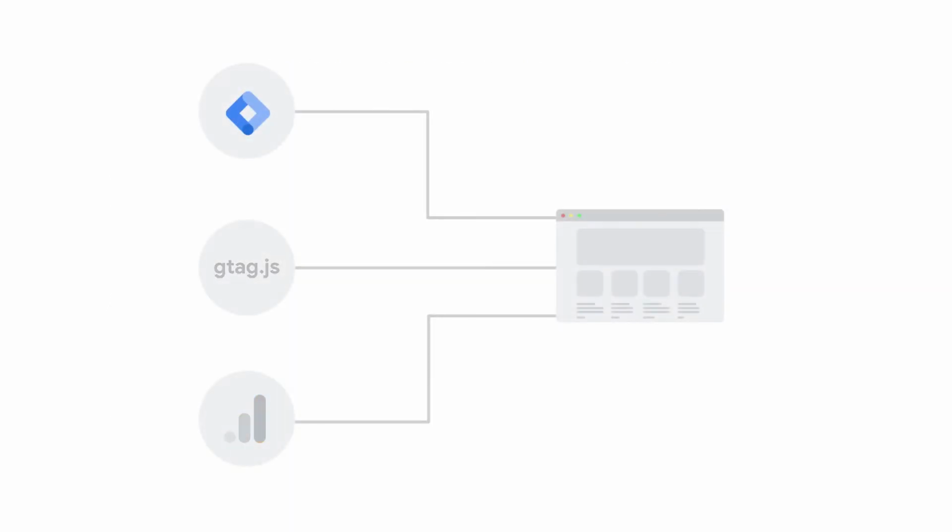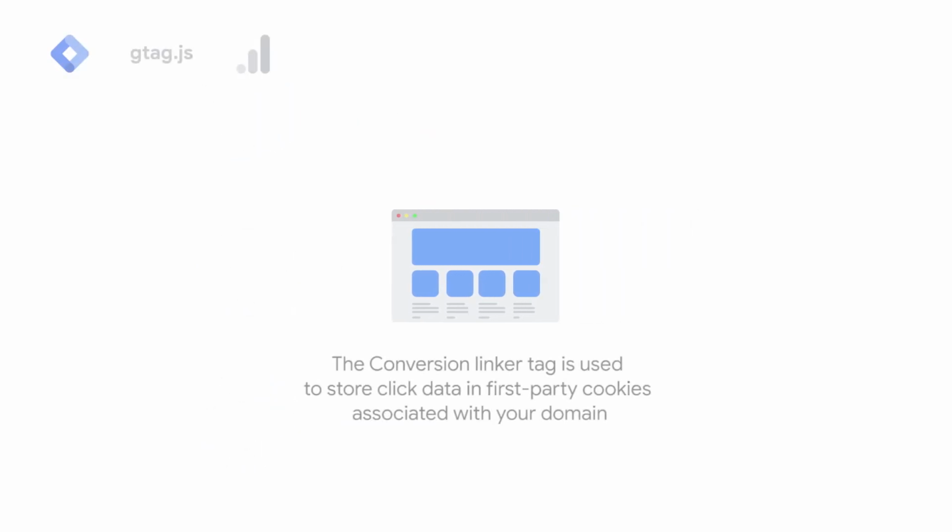If you use Google Tag Manager for Google Ads conversion tracking, or if you use Floodlight tags, it's important to ensure that the conversion linker is set to load on every page. The conversion linker tag is used to store click data and first-party cookies associated with your domain.